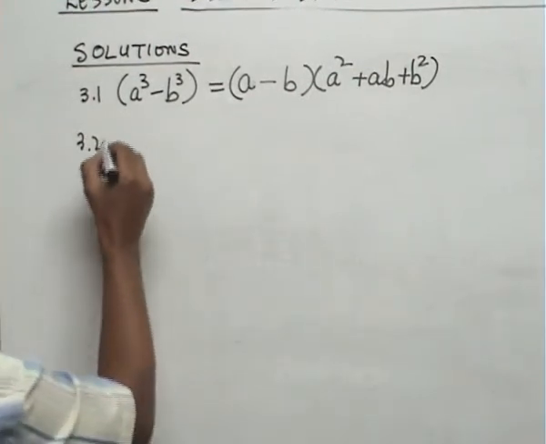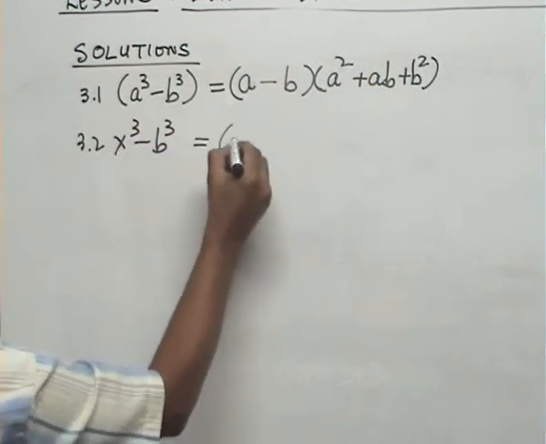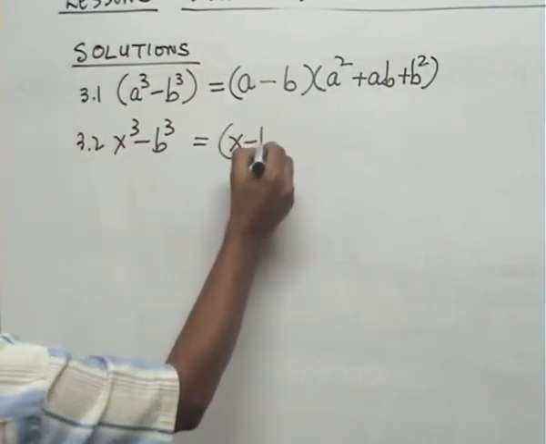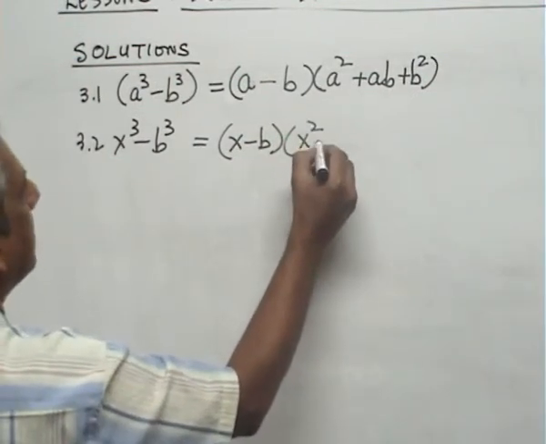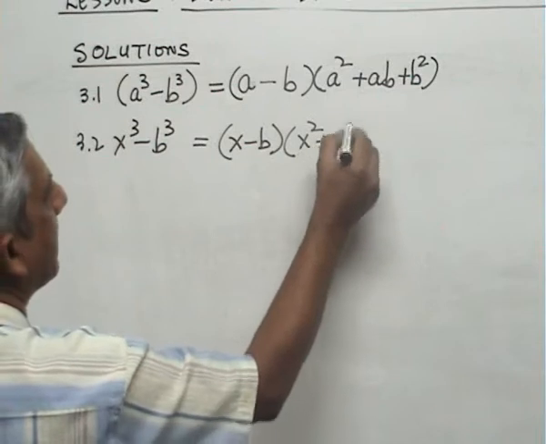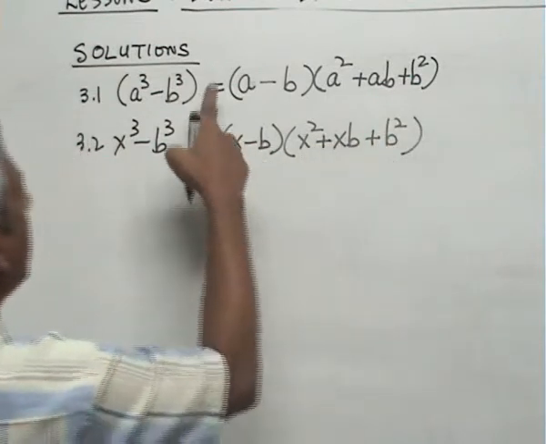3.2, x cubed minus b cubed. X minus b into x squared plus xb plus b squared. Same method as before.